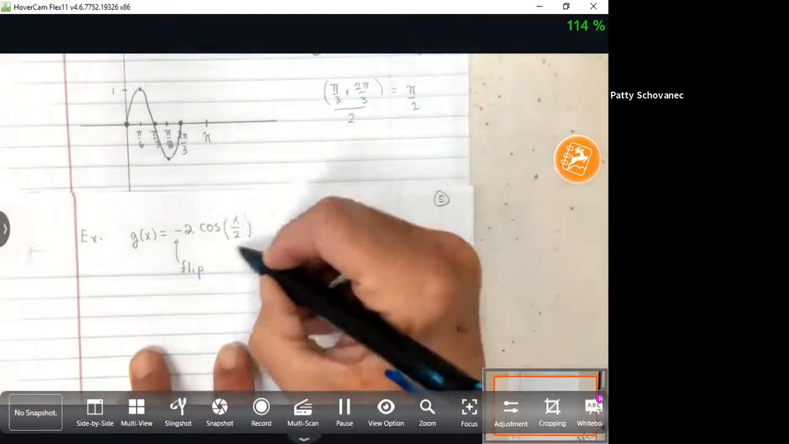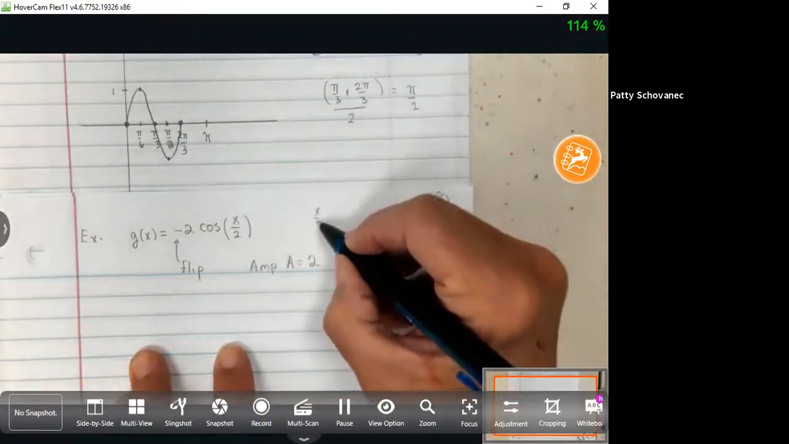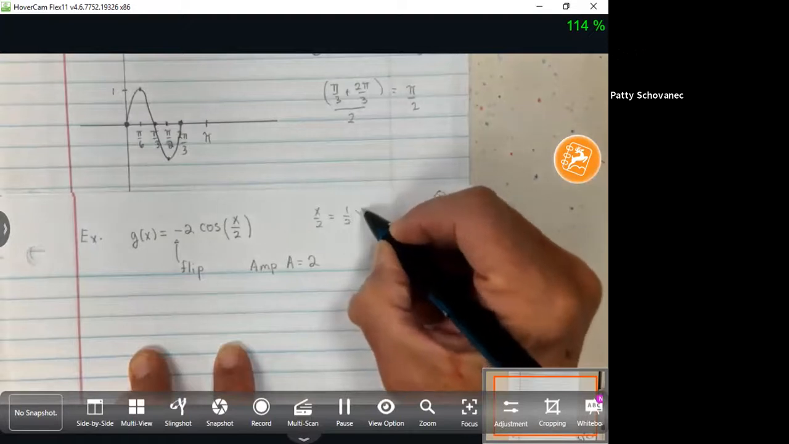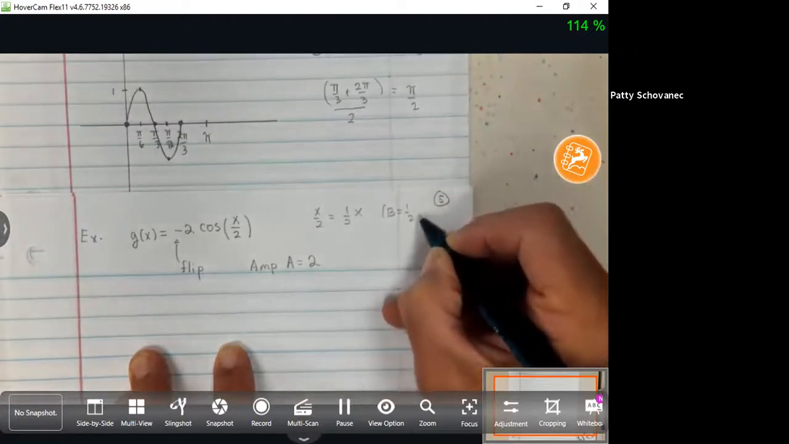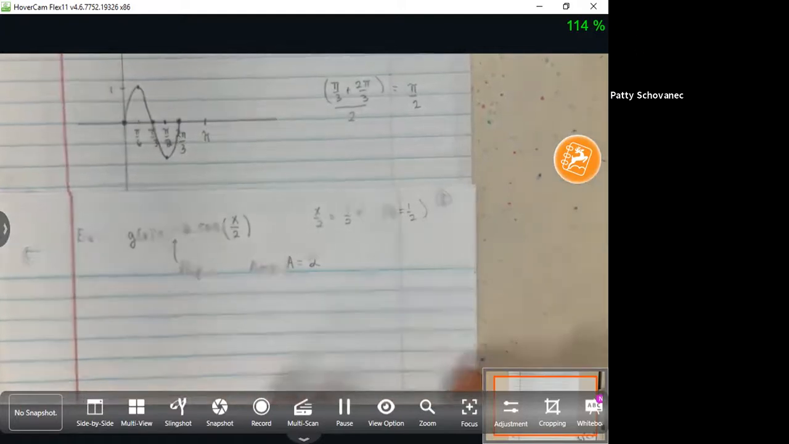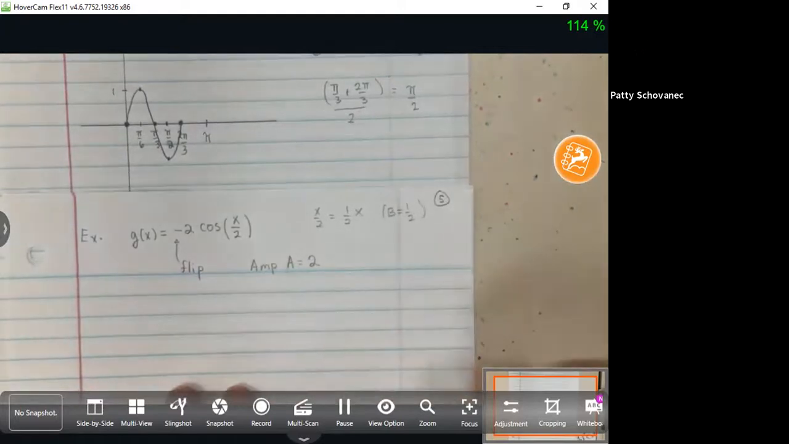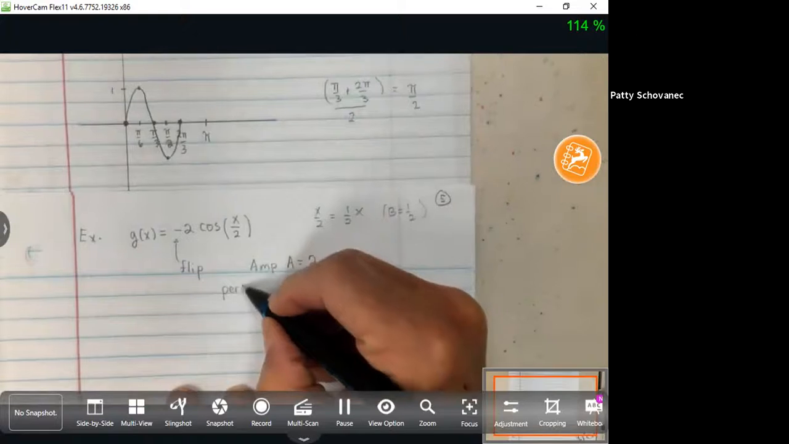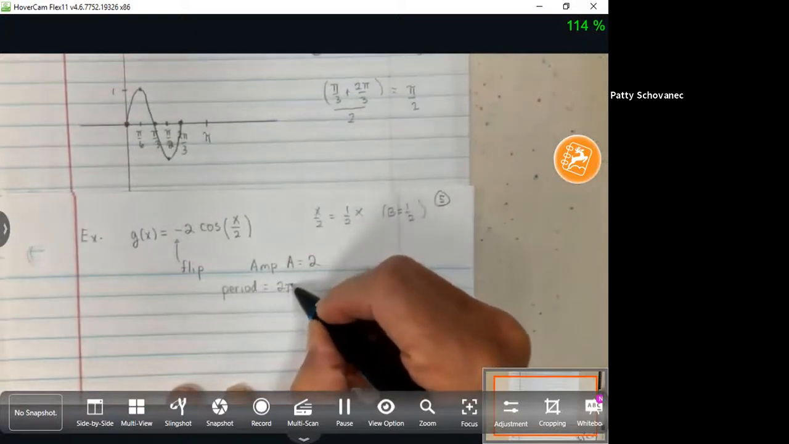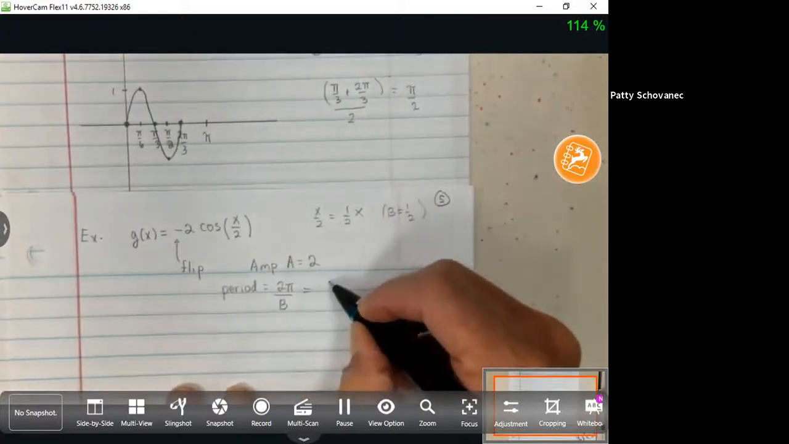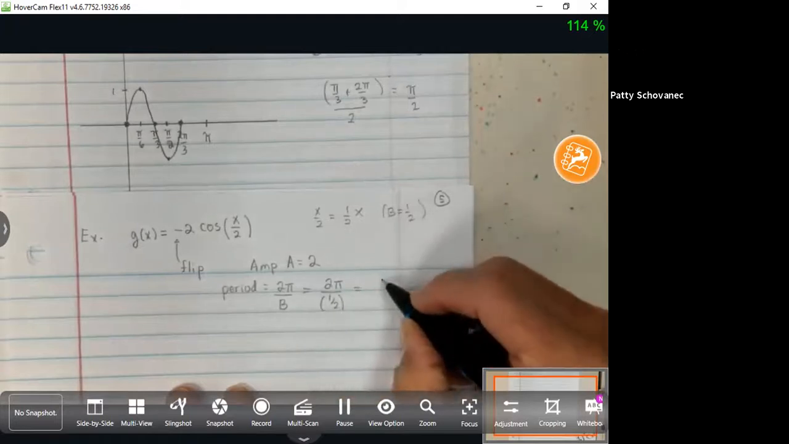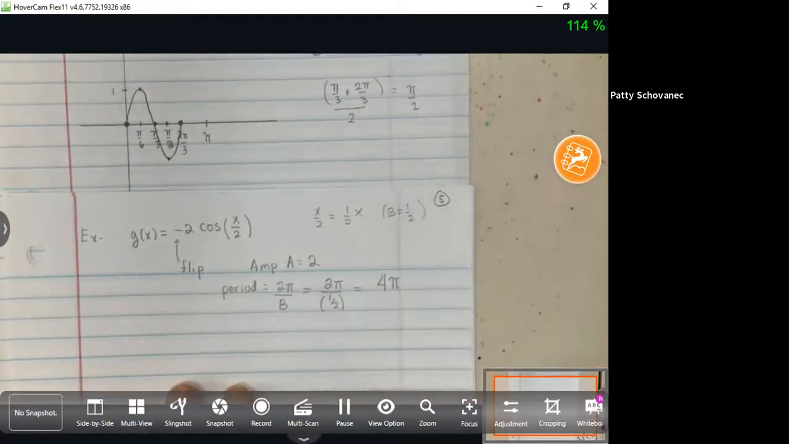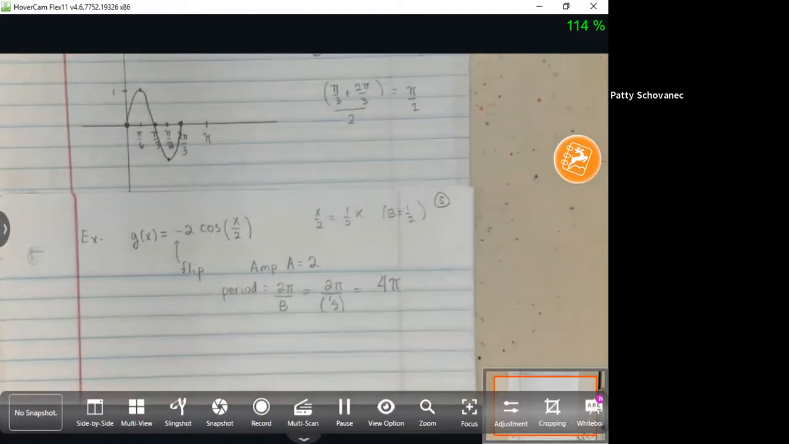And the number in front of the x, x over 2, is the same as 1/2 times x. So that 1/2 is the b. The period is 2 pi divided by b. So if I take the 2 pi and divide it by 1/2, I flip and multiply and get a period of length 4 pi. So I've got to draw an upside down cosine curve.